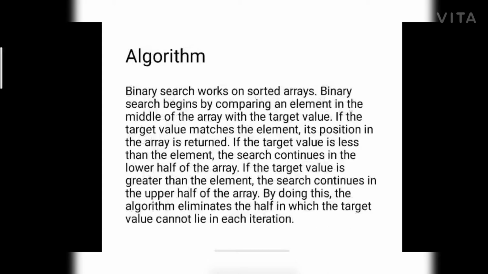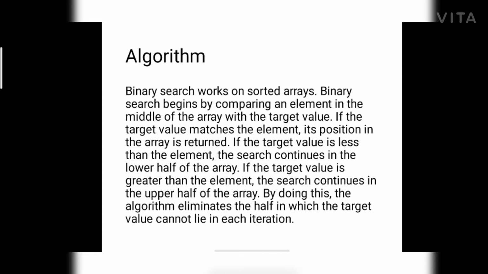Now let's proceed to the algorithm. The algorithm for binary search is very simple if you understand. Binary search works only on sorted arrays. That means, for numbers, it should be in ascending order or descending order for binary search to apply. Binary search begins by comparing an element in the middle of the array with the target value. For example, if we want the value 5 from 1 to 10, first it searches for 5 in the middle position of the values 1 to 10.